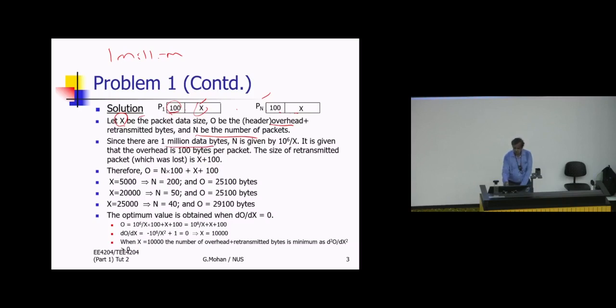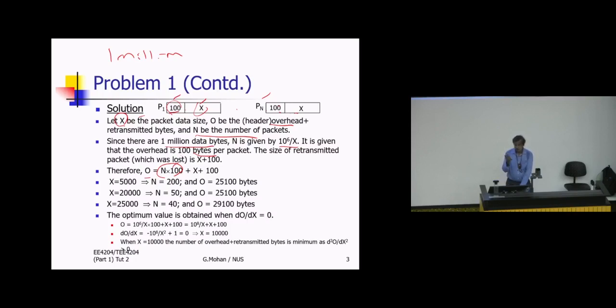Because there are 1 million data bytes, the number of packets n is 1 million divided by x, because x is the data bytes carried by one packet. Okay? And each of these n packets carries 100 bytes of overhead. So the capital O, the total overhead because of the header as well as retransmission, is n times 100, because there are n packets, each packet carries 100 bytes of header. N times 100 is the header overhead.